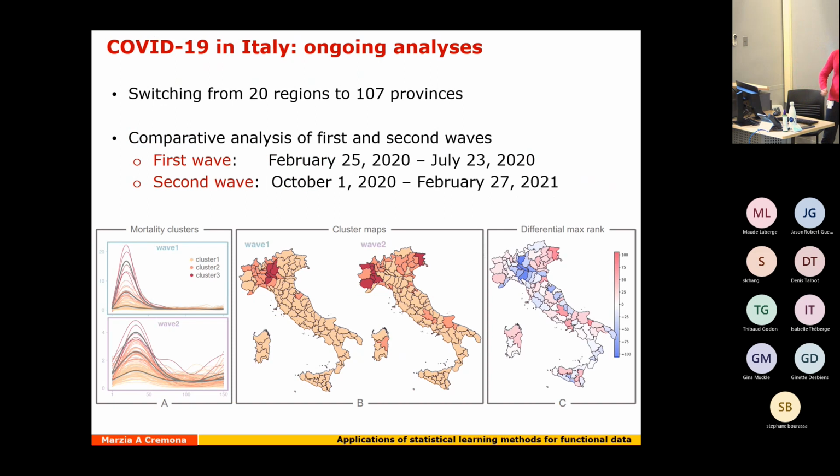Currently, we're still working on a second phase of this project. We're trying to switch from the 20 regions to 107 provinces in Italy, to look in a bit more detail at what happened in the different provinces. And we're also trying to look at the first and second waves at the same time. Well, here you can see some preliminary results.